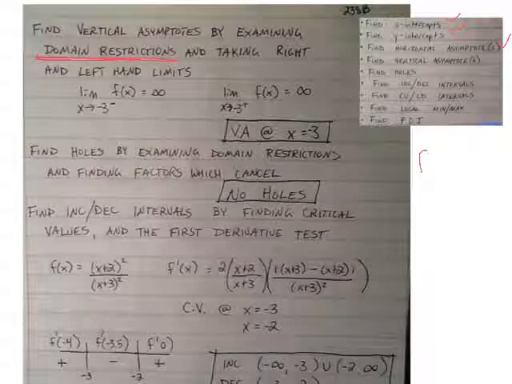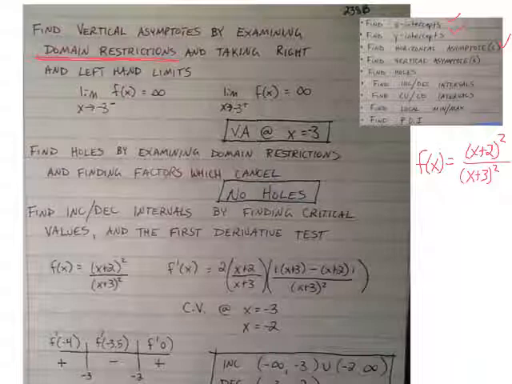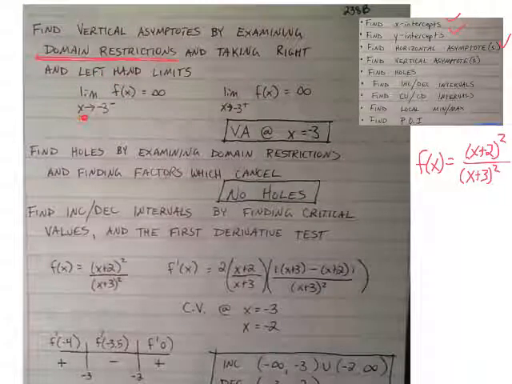And in our particular function, we had x plus 2 squared on top and x plus 3 squared on bottom. The only domain restriction we have is at -3. So I'm going to evaluate the left-hand limit of the function and the right-hand limit of the function. I see they both go to infinity, so that tells me we have a vertical asymptote. If they approached the same number, say they both approach 2, then we would have a hole there.